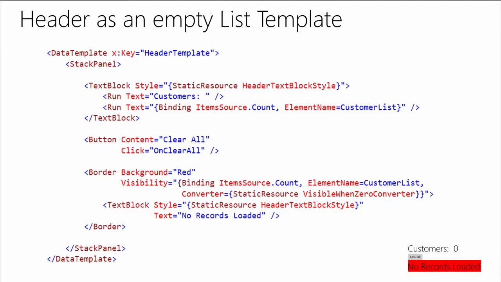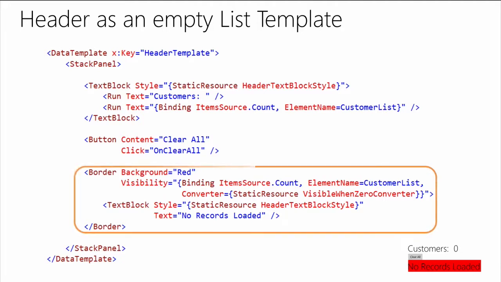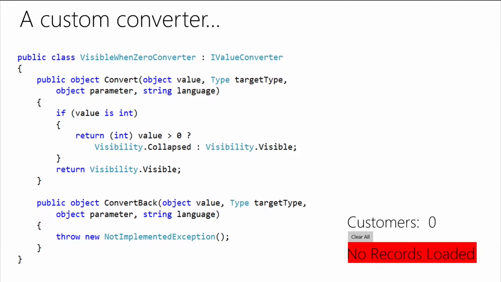Here is where we introduce the header as an empty list template concept, that we have this area that is the background that comes in and is displayed when the visibility converter detects that we have 0 elements in there. Yeah, very nice. And this is that converter, right? This is that converter. In that integer, it checks first to see that it is the integer. Then if it is greater than 0, returns collapsed. That's it. Yeah, that's pretty nice. Little ternary operator that seems nice and simplistic.